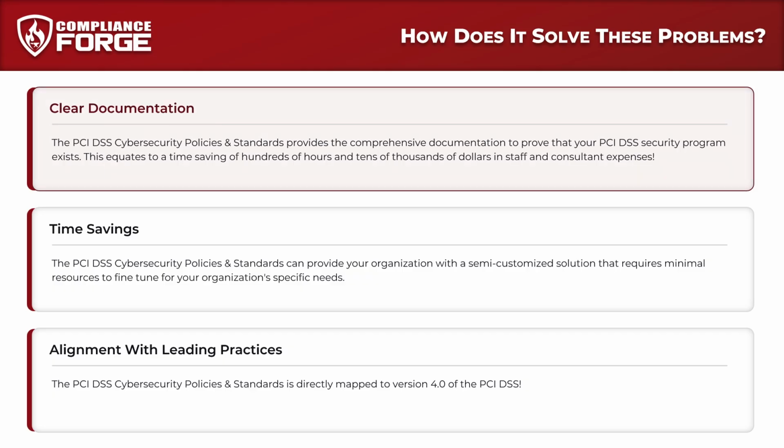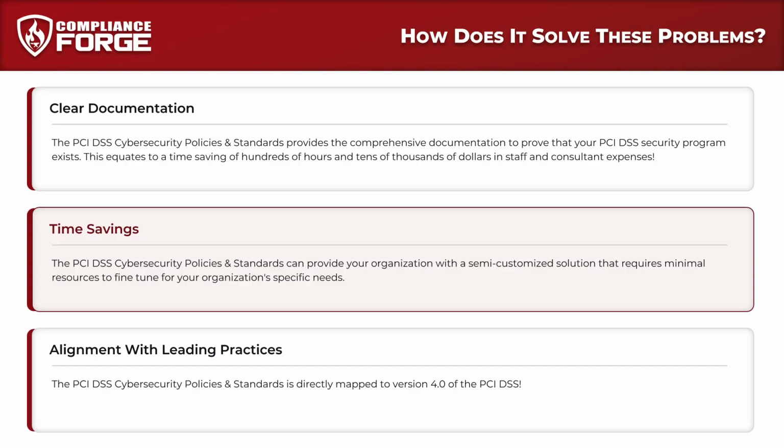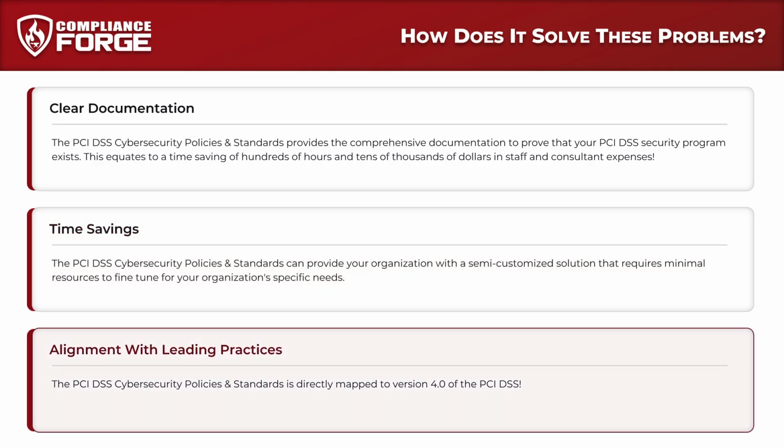The first is clear documentation. It provides the comprehensive documentation to prove that your PCI DSS security program exists. That equates to a time saving of hundreds of hours and tens of thousands of dollars in staff and consultant expenses. The second is time savings. It provides a semi-customized solution that requires minimal resources to fine-tune for your organization's specific needs. And the third is alignment with leading practices. The policies and standards are directly mapped to version 4.0 of the PCI DSS.